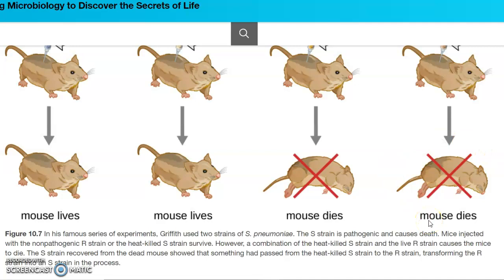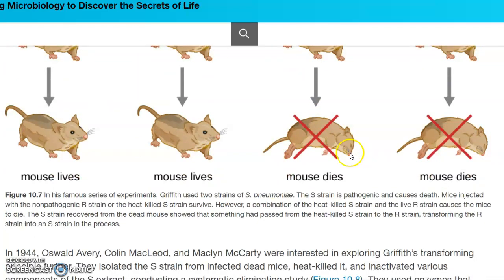So he's like, okay, something's going on here. Why, when I put the 2 together, does the mouse die? If they're separate, the mouse lives, but when they're together, the mouse dies. He couldn't figure out what was going on. And so he concluded that something passed from the heat-killed S strain into the R strain. That's where he came up with the idea of transformation. It transformed the R strain into an S strain, and it was able to kill the mouse.